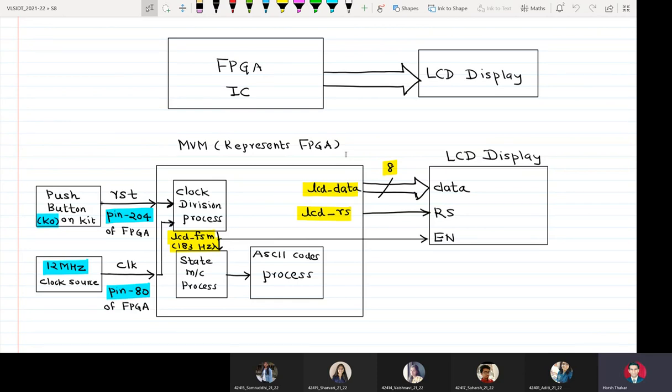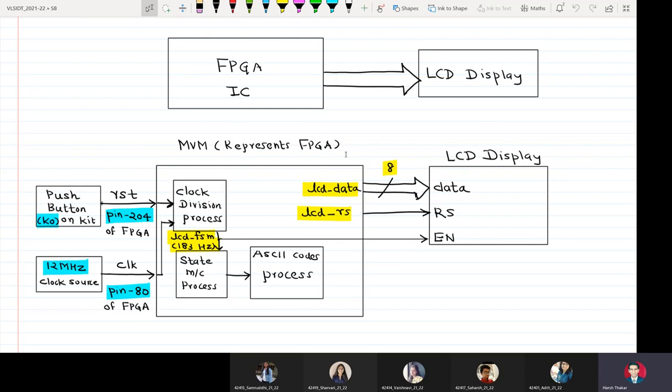So the first block diagram is a very simple generic interfacing, and the arrow going from FPGA to LCD simply indicates that the FPGA is driving the LCD. There is no signal coming from the LCD to the FPGA as an acknowledgement signal. So whatever communication is going to happen, that is going to be one-sided, unidirectional, and that too from the FPGA IC to the LCD.